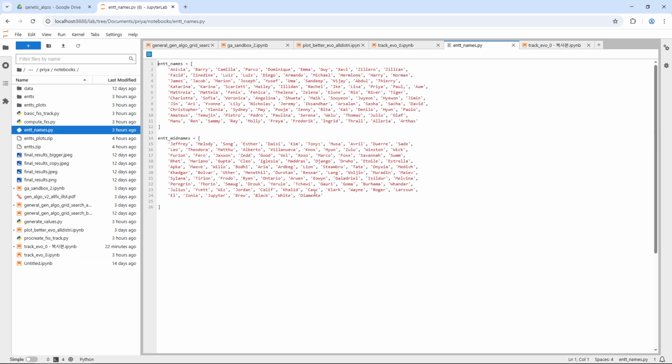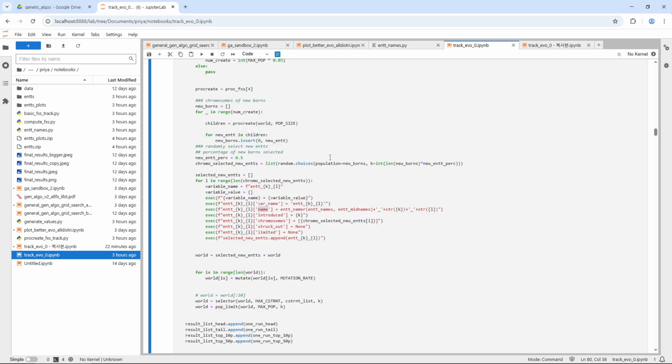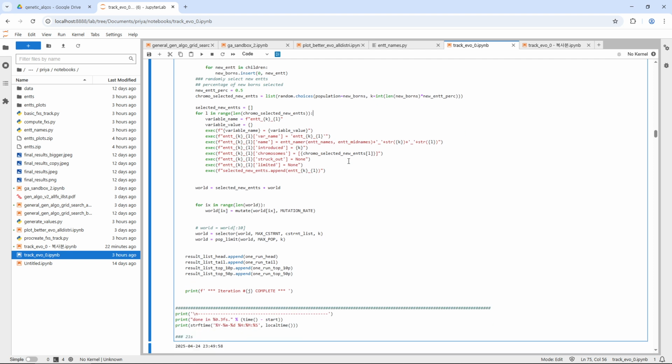So here are the names. About 100 names each. There's entity names and entity mid names. I didn't give them surnames because, well, they're actually my children, so all of their surnames would have my name. So anyway, introduced, and then chromosomes, and then struck out, limited. That's what we get. And then I add the entities to the selected new entities.